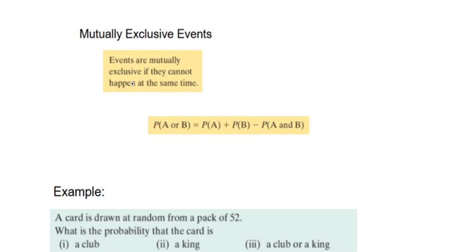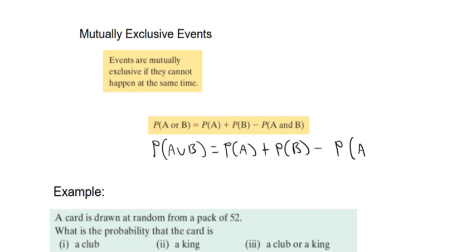Hi folks, this is mutually exclusive events in probability. So the probability of A or B is the probability of A plus the probability of B minus the probability of A and B together, so A intersecting B.